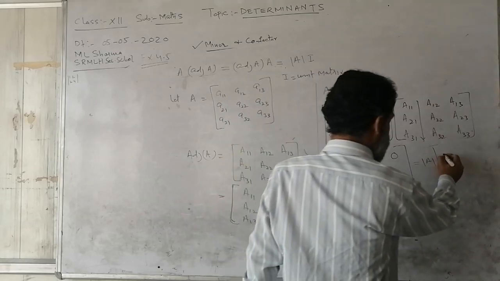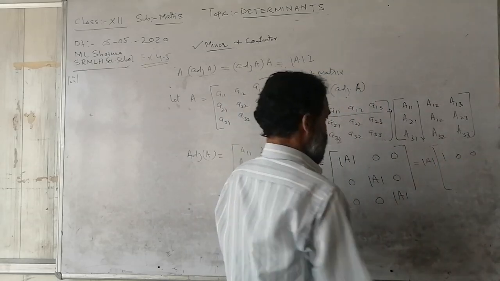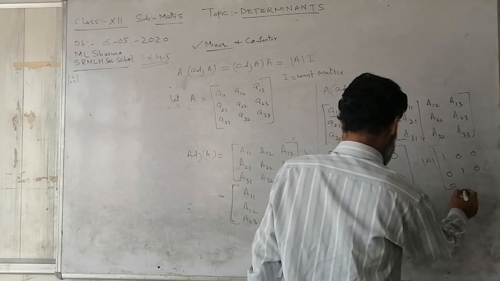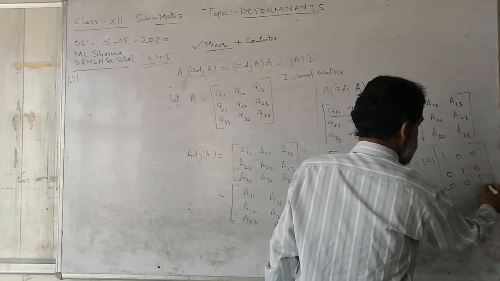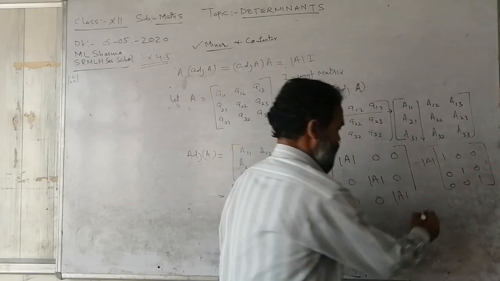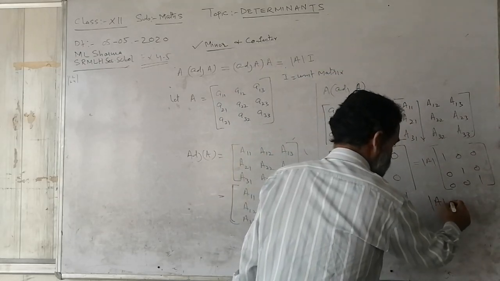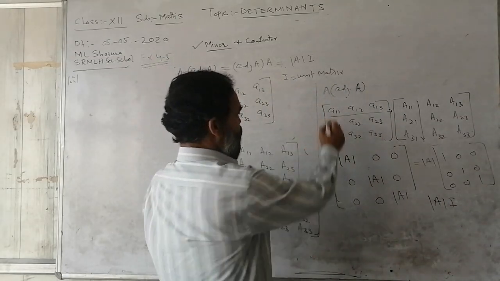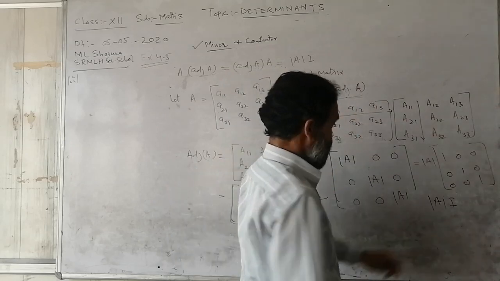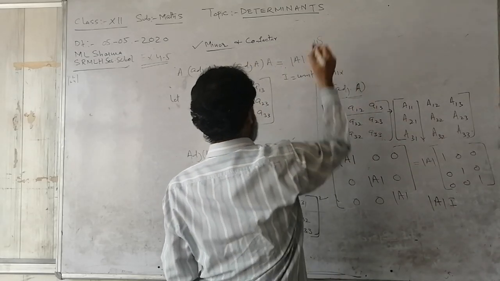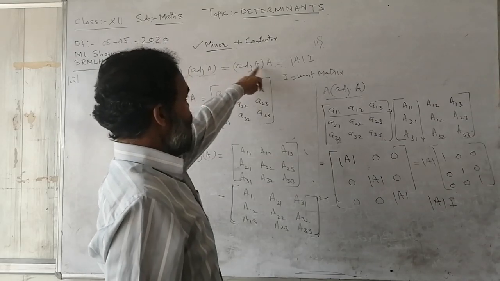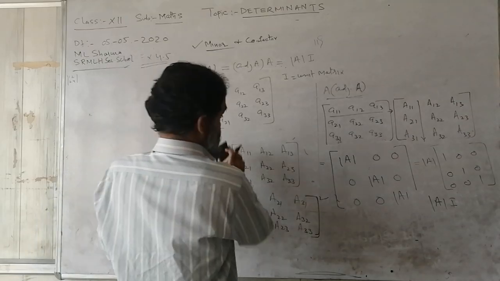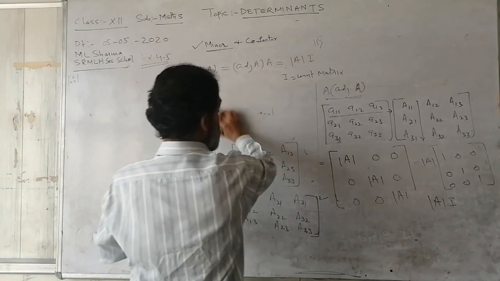So I can write determinant A taken outside. So I will be left with the unit matrix here, and in the third row, so this is the value of determinant A times the unit matrix. So I can say this product is equal to this. Similarly, if I multiply adjoint A by A, again the result will be the same.